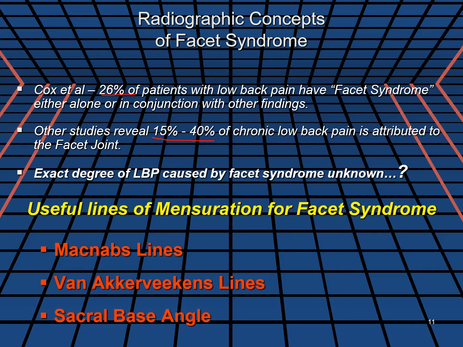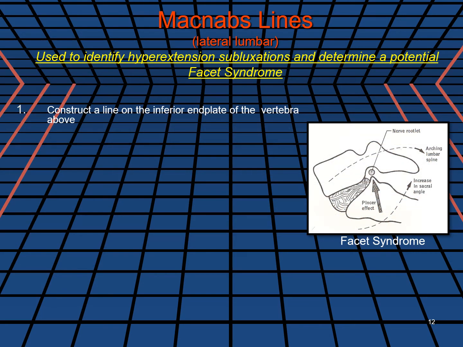There's a few useful lines of mensuration that we'd like to expose you to, and you may be familiar with these. We're going to go through them quickly, but the first one is McNab's, and McNab's basically determines whether or not you have a hyperextension malposition of a vertebra, which really leads to or potentially is a Facet syndrome. How do we do it? You construct a line on the inferior end plate of the vertebra above the two that you're examining. In this case, it's the sacrum and the fifth lumbar. You construct a line on the superior end plate of the vertebra below.